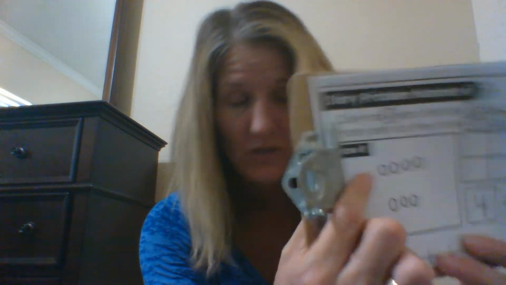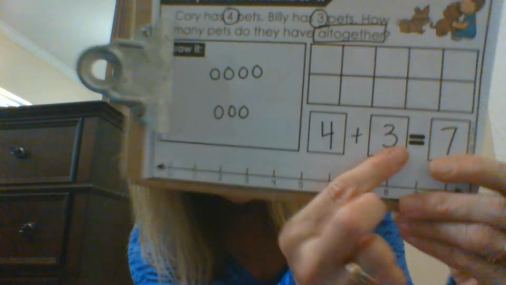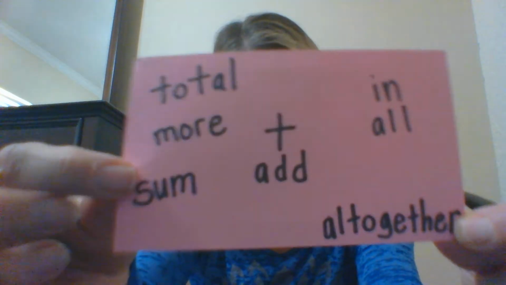Welcome back. See, here's Corey's 4 pets, right? I don't want to waste time drawing pets because I'm not so great. So I just do 4 for Corey's pets and 3 for Billy's pets, which is 4 plus 3 equals 7. 7 pets. Did you remember that? Good job. 4 plus 3 equals 7, because all together, remember, means I want to add. I want to put them together and count how many I have all together, or total.